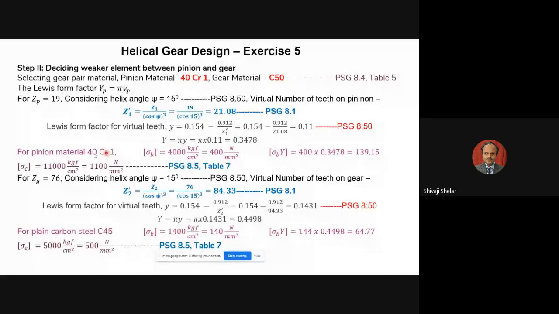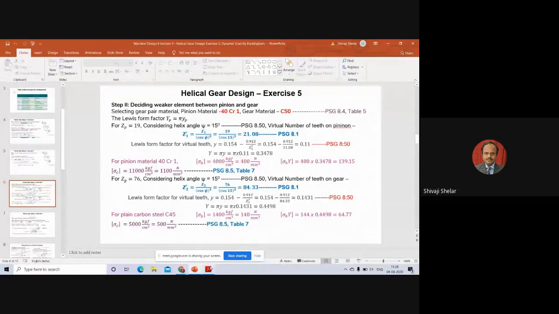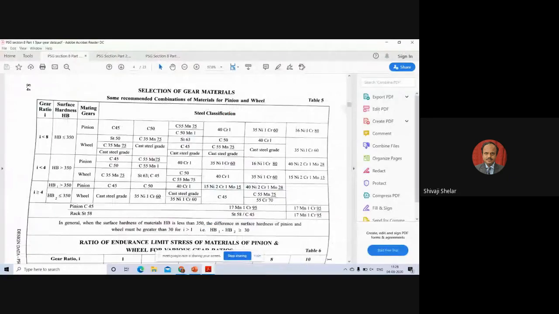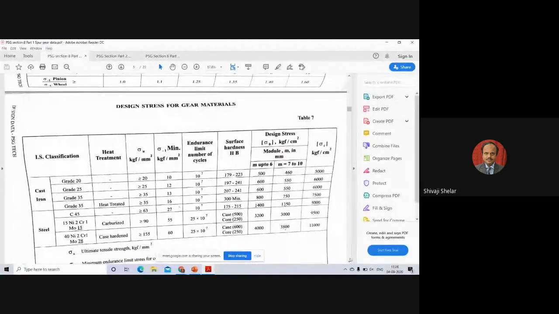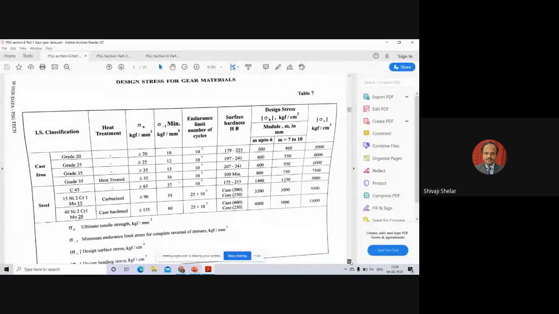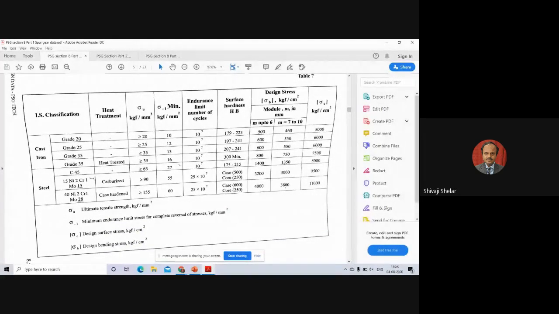Now let's go to the property of 40Cr1. So where to take this property? These properties are available from PSG 8.5, table number 7. Let's check how the values of sigma B and sigma C are taken from this table. So we are going to page number 8.5. Here a summarized table is given; not all material properties are given. Now we have selected 40Cr1, and these are the other alloying elements.